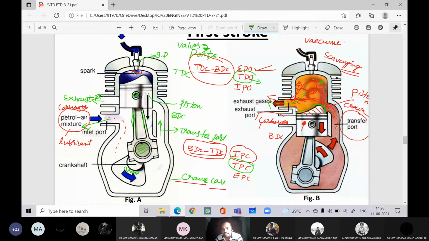Agree? The exhaust port is open, the transfer port is open, then the transfer port is closed, then the exhaust port is closed. From here to here is what we call the exhaust stroke. Within this exhaust stroke, suction is started and suction is closed. You should remember that. It is like valve overlap. And after that, compression, then power stroke, then exhaust, again suction. Like this, the cycle will repeat.